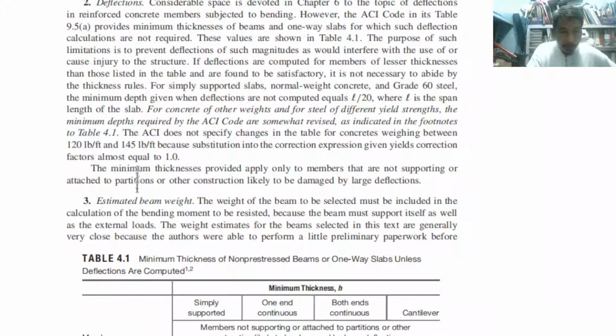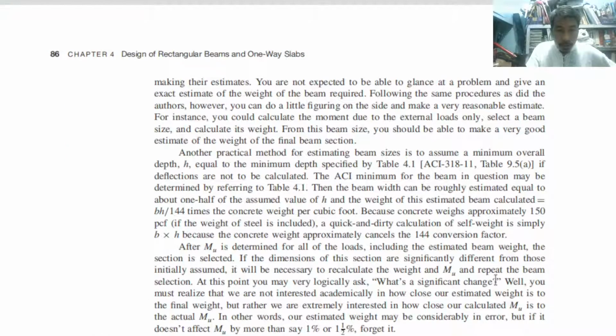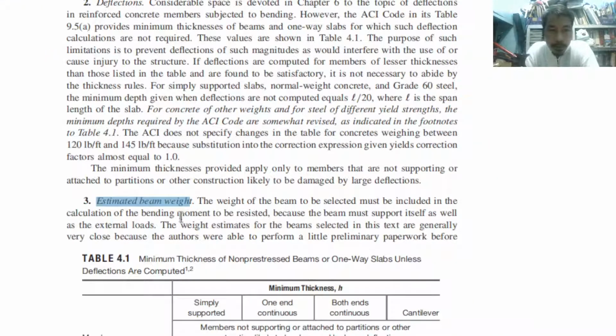So number 3, estimated beam weight. The weight of a beam to be selected must be included in the calculation. The weight estimates for the beams selected in this text are generally very close because the authors are able to perform a little preliminary paperwork before making their estimate. So, why do we need to have the beam weight?